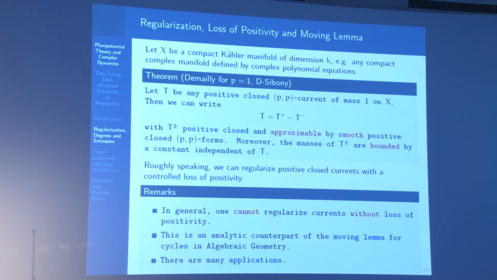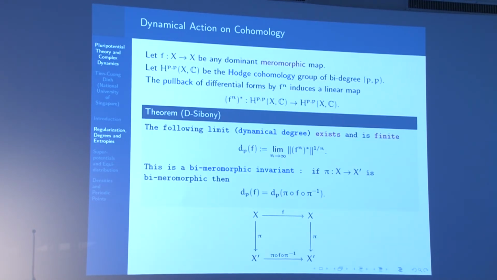Okay, there are many applications of this theorem because it's very useful to compute with currents. So I give you the first application in complex dynamics. So assume that F is now a meromorphic map. So F^n induces an action on the cohomology group. This is a Hodge cohomology group. This is just a linear map. Then you consider the norm of this operator, power 1 over n. Then the limit exists and is a finite number, and this is the dynamical degree.